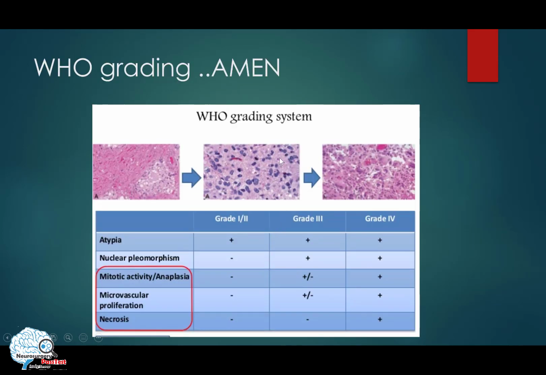Not only is the cell type important, it's also the WHO grading, which is AMEN, the characteristics of mitosis and proliferation. As we know, AMEN is a mnemonic: A for atypia inside the nucleus, M for mitotic activity, including anaplasia, then E for endovascular microvascular proliferation, and N for necrosis. If we look at grades 2, 3 and 4, the difference is that microvascular proliferation and necrosis are only present in grade 4, but mitosis is present only in grades 3 and 4. And just atypia will be grade 1 or 2.